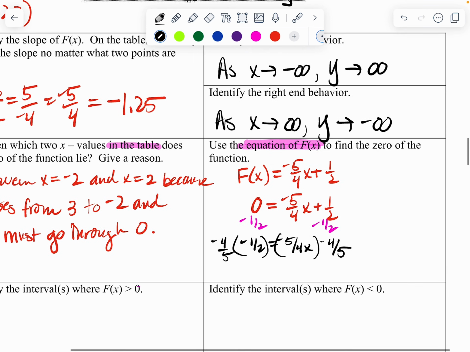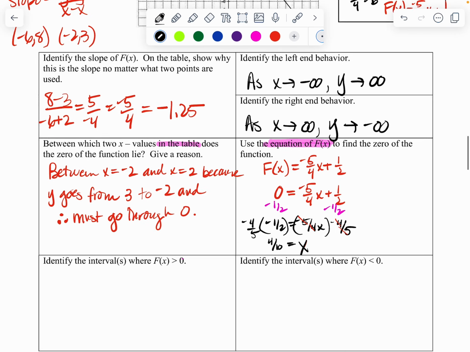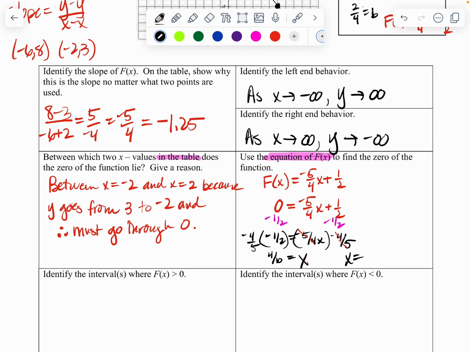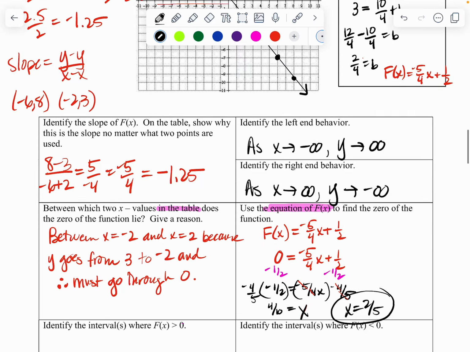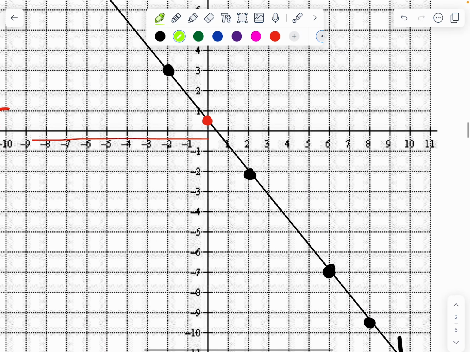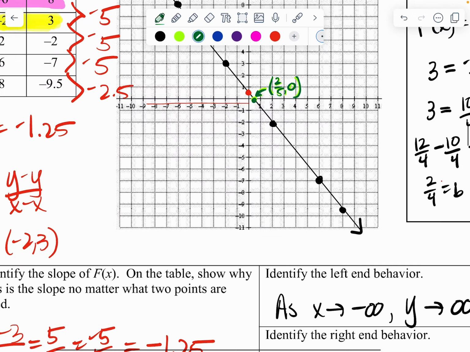Okay. And those over here cancel. And we get x equals 4/10. Or 2/5, however you want to do it. I'm going to do this as 2/5. So that's when y equals 0. That is the x value of that coordinate right there. That's the point 2/5, 0. All right, very good. So now we know that's where it's 0.